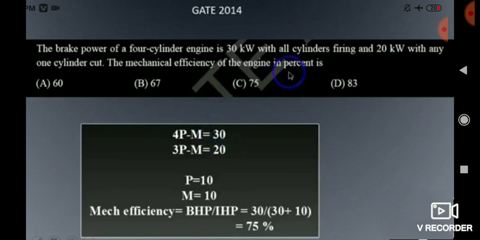Friends, you calculate the indicated horsepower for 4 cylinder. That is, indicated horsepower for 4 cylinder is 4 into p. Here the p value is 10, so 4 into p is equal to 40. But the brake horsepower for 4 cylinders given in the question is 30 kilowatt. So you should take the ratio of 30 divided by 40, which is equal to 0.75, meaning 75%.